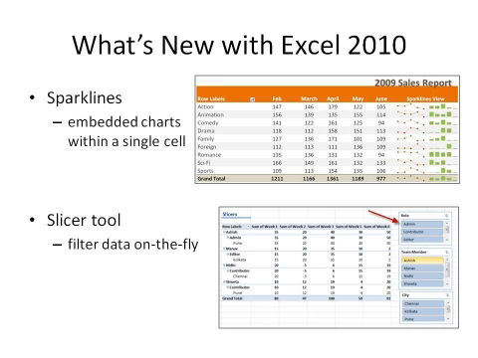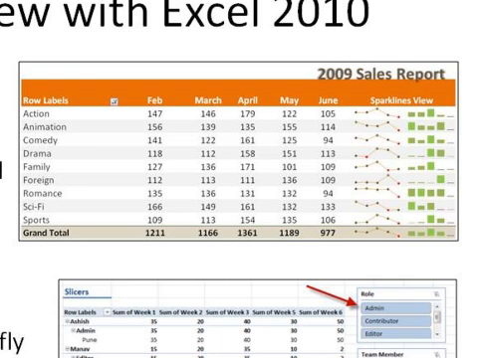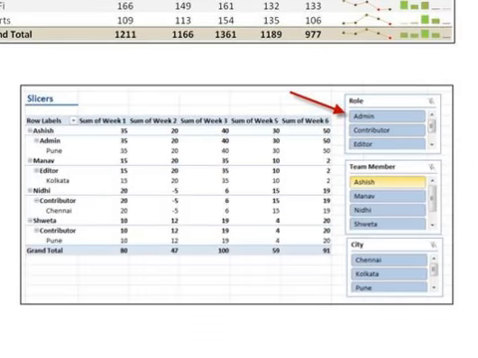Excel 2010 has a couple new features. Sparklines allows you to embed charts within a single cell, so you can not only have your raw data displayed, but you can show visually the trends in a very easy fashion. The slicer tool is basically the filter function, and based on the parameters that you select from the menus on the right, your data will display only those items that you've selected.